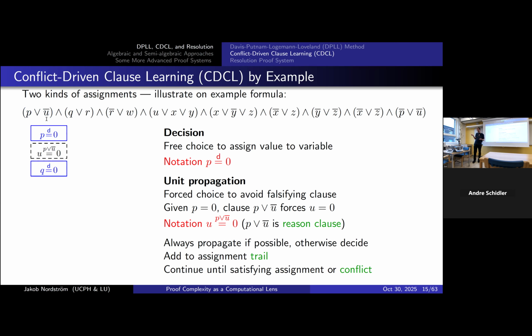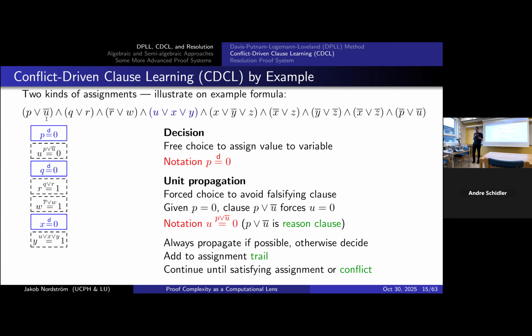So let's decide on the next variable Q to false. Now the second clause propagates that R has to be true. Now the third clause, R or not W, propagates that W has to be true. There are no further propagations, so we have to decide again. The next free variable to decide on is X. Let's set X to false also. Now it gets more interesting.